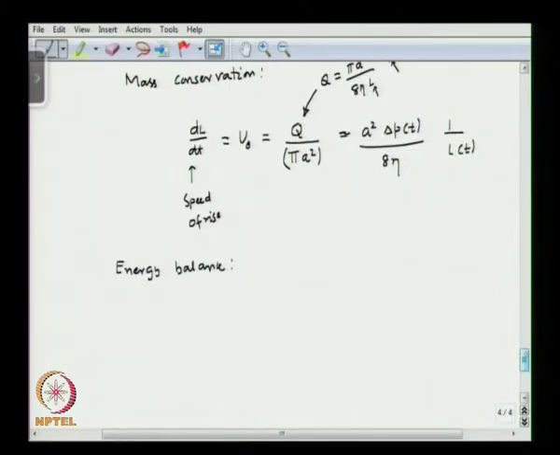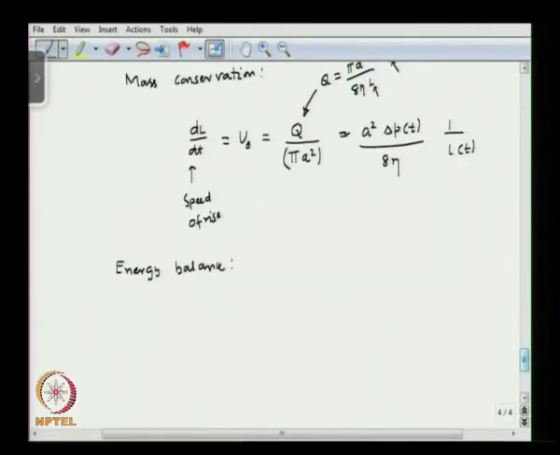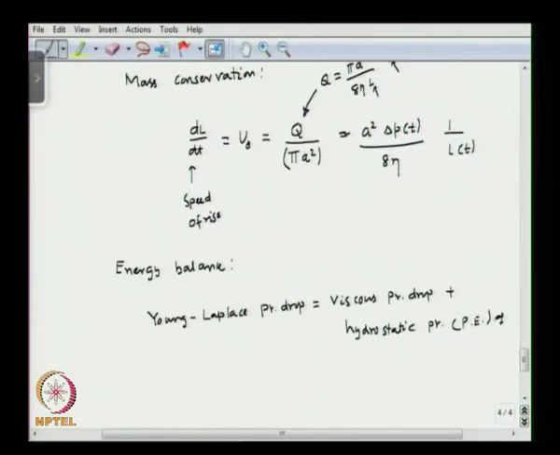When we put a capillary in a liquid, the liquid tries to pull up, and this is because of the Young Laplace pressure present across the interface. This pressure is utilized to overcome the viscous drop and also to overcome the potential energy because of any gravitation present, however small that might be. So you can write the energy balance. The Young Laplace pressure drop will be equal to the viscous pressure drop plus the hydrostatic pressure, the potential energy of the liquid column.